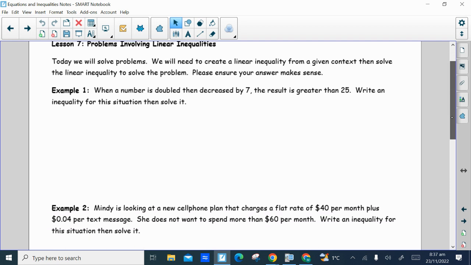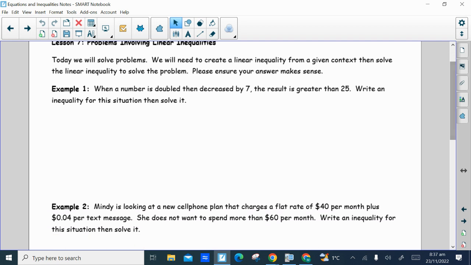So today we'll solve some problems where we need to write the linear inequality from a given context and then solve it to solve the problem. It's always a good idea to just look at your answer, look at the scenario, make sure your answer makes sense. So the first question says, when a number is doubled and increased by 7, the result is greater than 25. Write an inequality for this situation, then solve it. So you're trying to find out what that number could be. A number that when it's doubled and decreased by 7, the result is greater than 25.